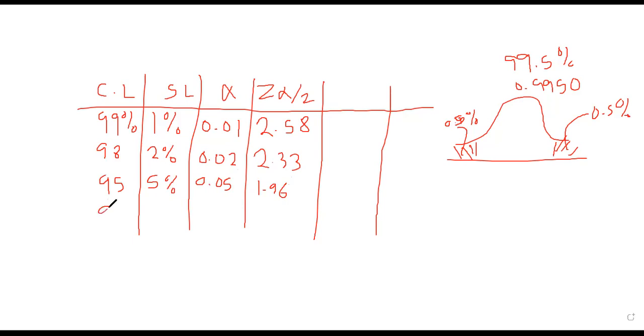Then finally we have 90%. The difference from 100 is what? 10%. When we divide it by 100, it's 0.10. This will give us 1.645. So these are key figures.